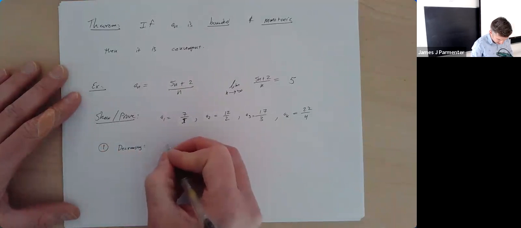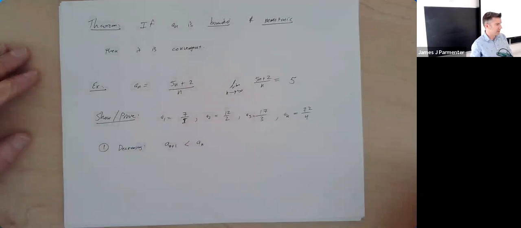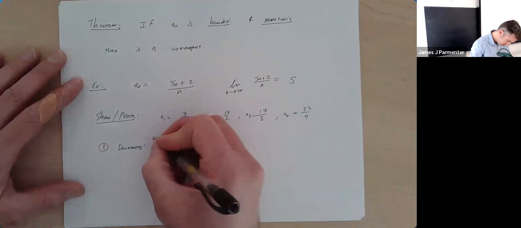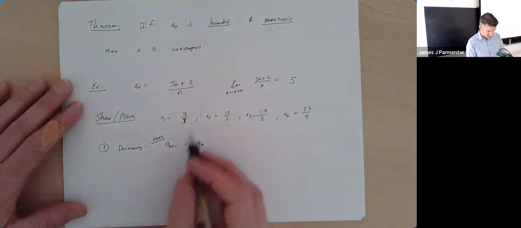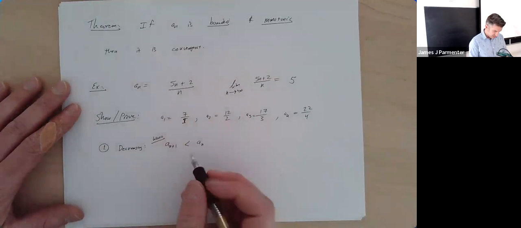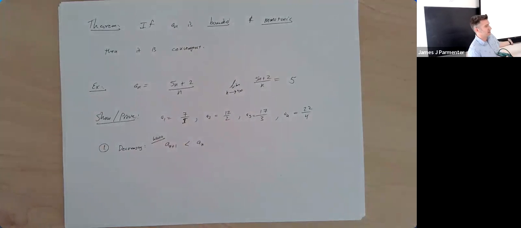So I want to show that the next term, a sub n plus 1, is smaller than the previous term, a sub n. That's what I want. Okay, well then I'm just going to literally write the thing. You could do a sub n plus 1 less than a sub n. You could do a sub n less than a sub n minus 1, as long as you're just saying the next thing is less than the previous thing.